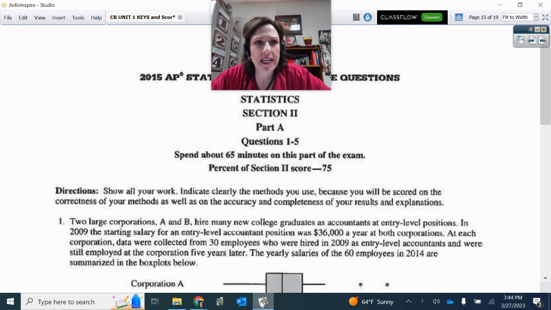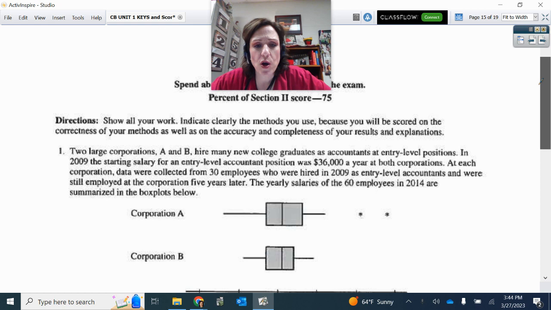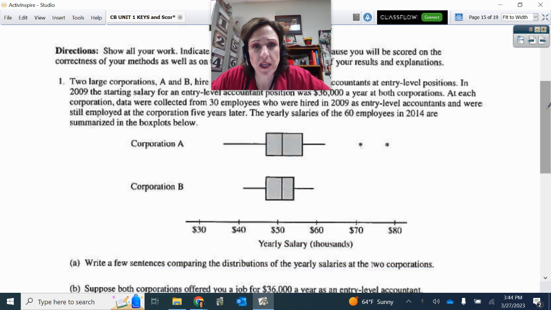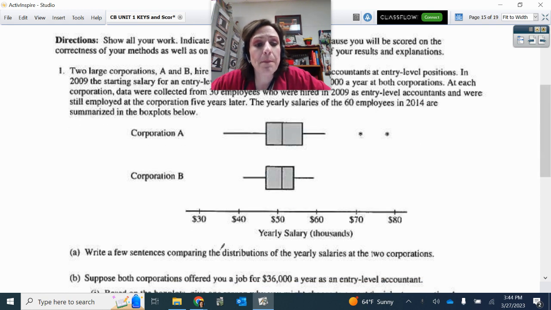All right, here is our last one for this unit, 2015. Again, this is problem number one, so it would have been the first one that year. You opened up your test and you saw these two box plots. So I would kind of expect them to compare.